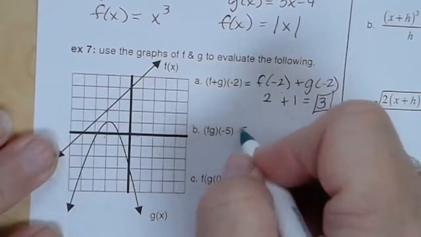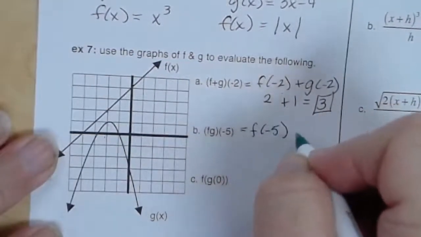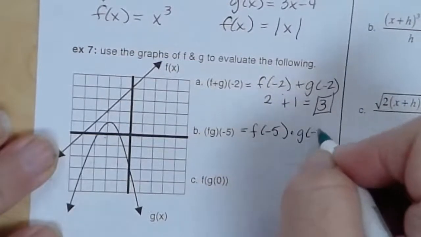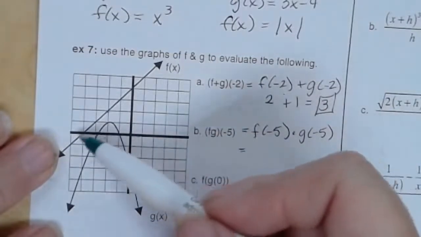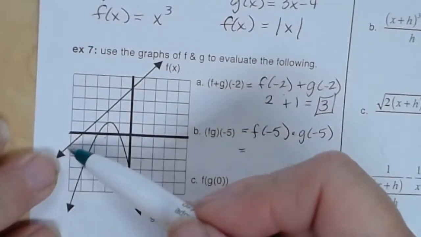This right here is saying f of negative 5 times g of negative 5. So when x is negative 5, where is my f graph?